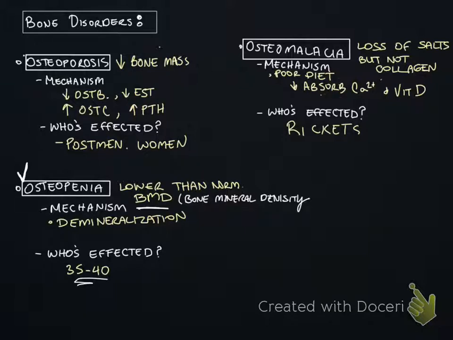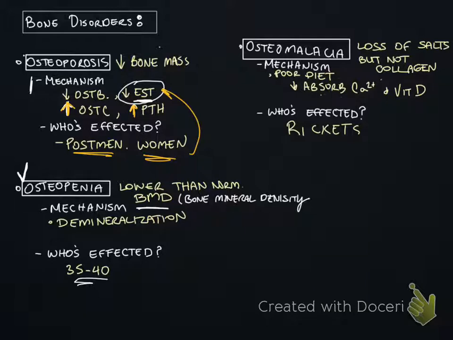However, osteopenia is not as severe as what's called osteoporosis. And osteoporosis is a decrease in bone mass. You end up with very thin and fragile bones. It decreases osteoblast activity. You get a decrease in estrogen. This is estrogen right here. In turn, you have an increase in osteoclast activity and an increase in PTH. Remember, that stands for parathyroid hormone. Particularly who are affected the most by osteoporosis, and that's postmenopausal women. Partly due to the decrease in estrogen.